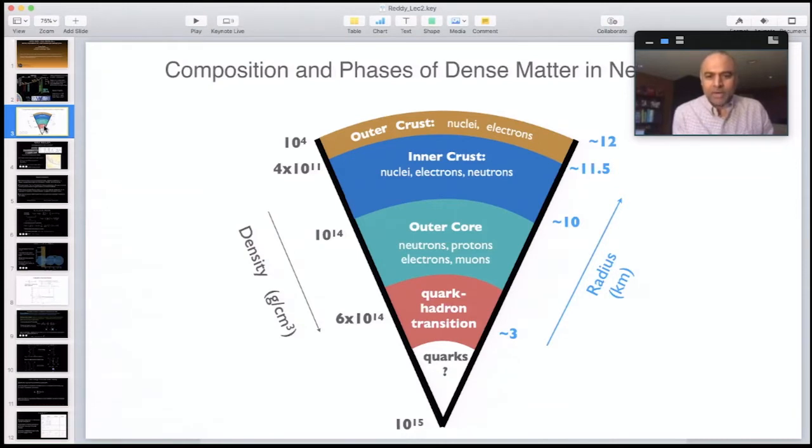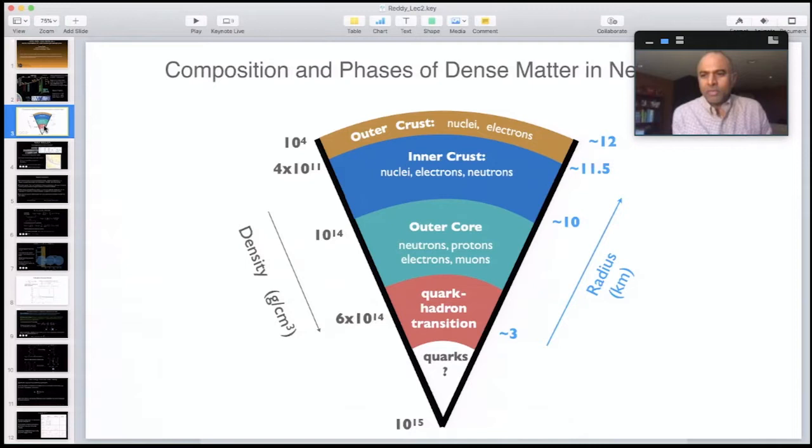Okay, so the outer core of the neutron star, that's the region between about 10^14 grams per centimeter cube in density, and about, say, 6 or 7 times 10^14 grams per centimeter cube. That is a region of the neutron star that's very interesting. It's interesting because we think we can now describe the equation of state and properties of that matter using our knowledge of nuclear physics.